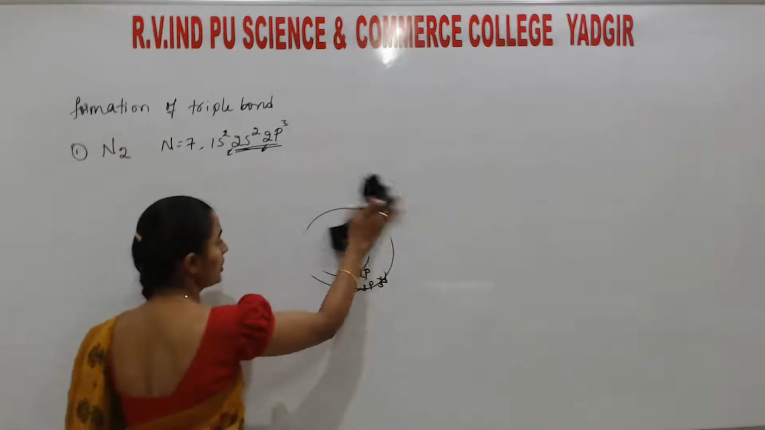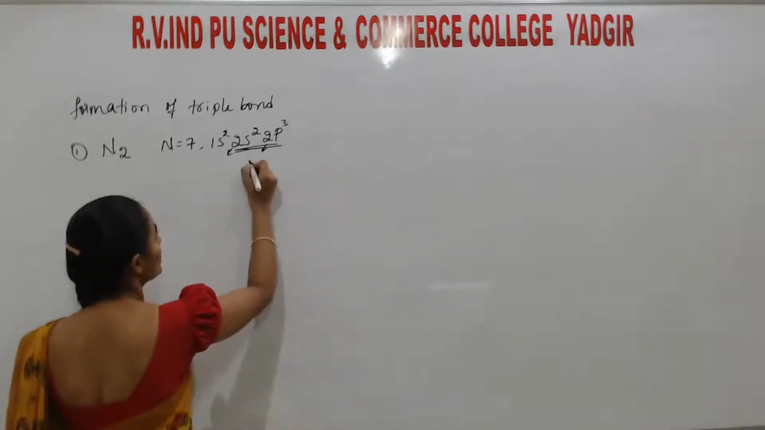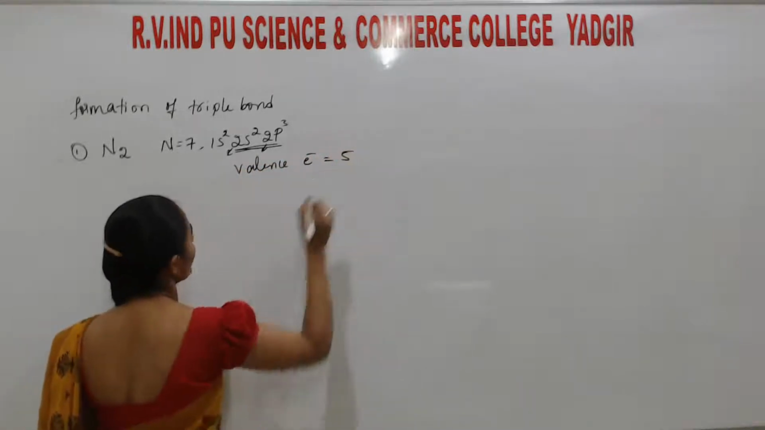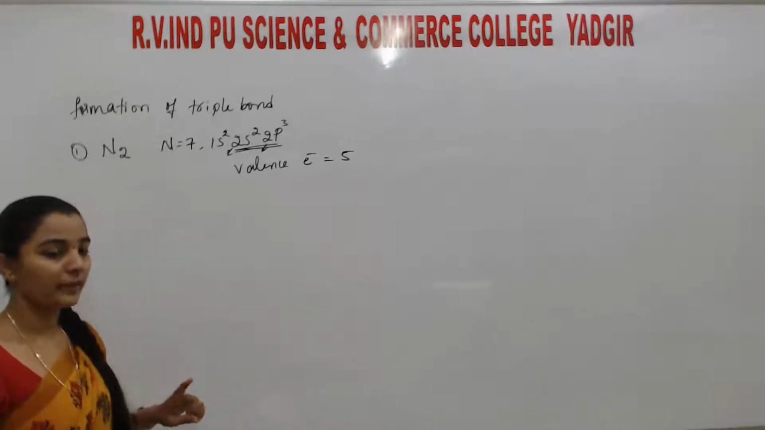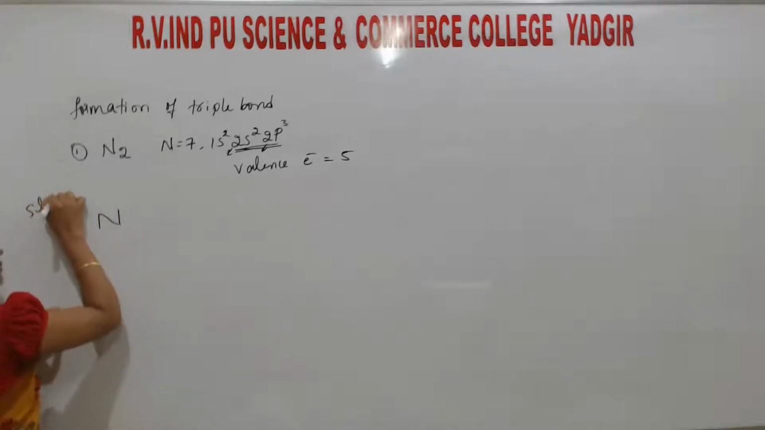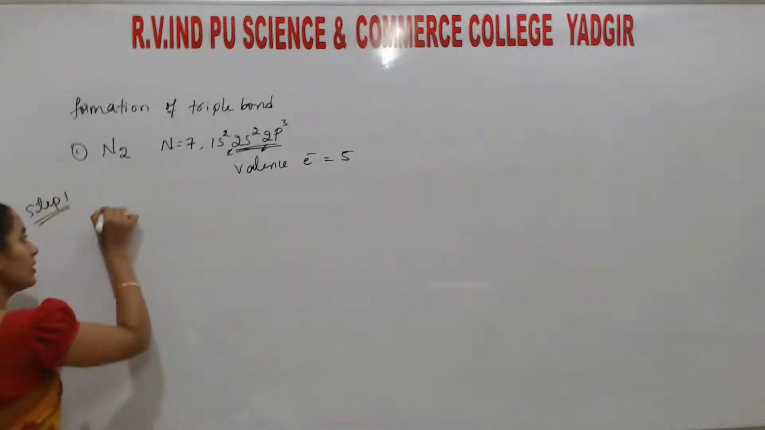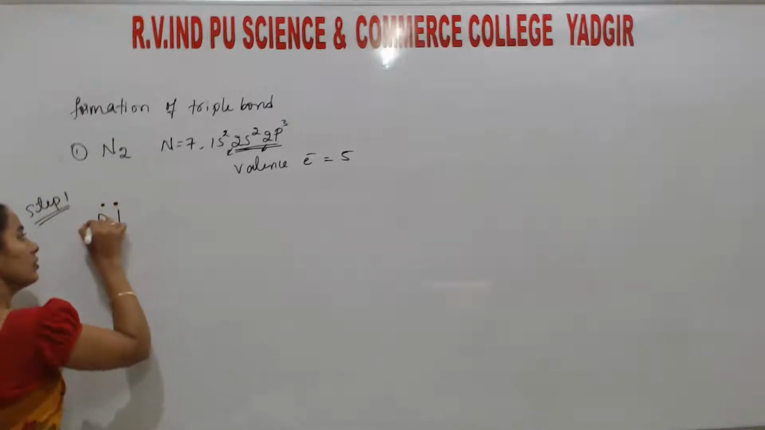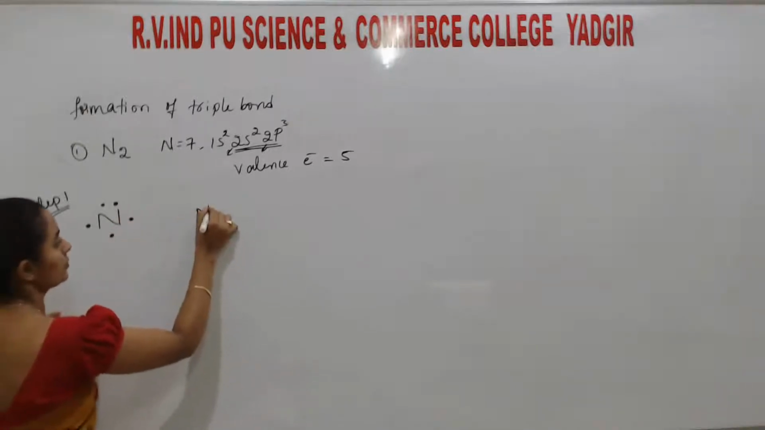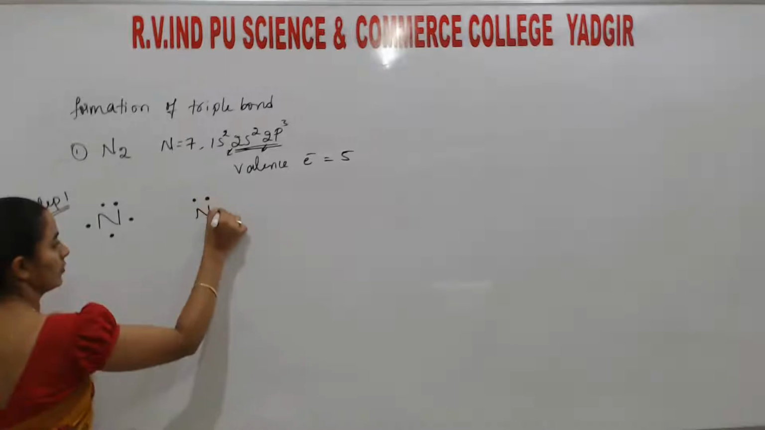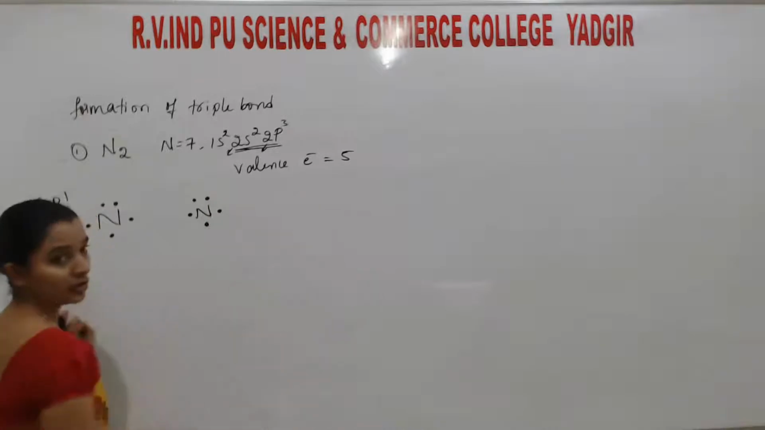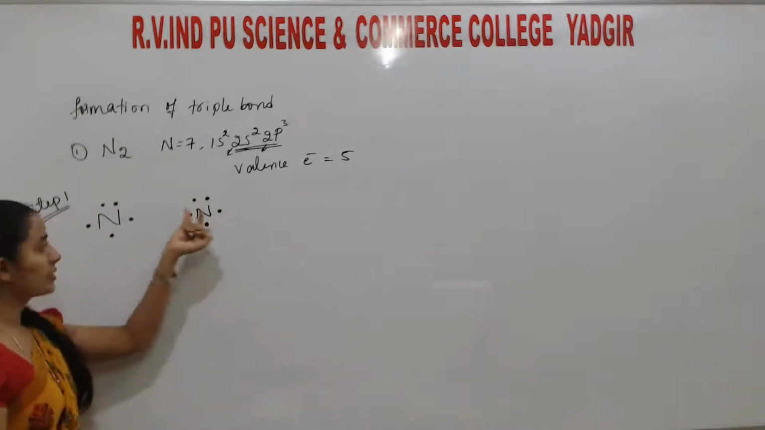So 2s2, 2p3 is the valence shell. The total number of valence electrons on one nitrogen atom is 5. Listen, I'll write the nitrogen atom here first. Assume this is step 1. I represent 5 electrons here. So this is one nitrogen. What are these 5 dots? Those are the 5 valence electrons in the outermost shell, represented as dots.